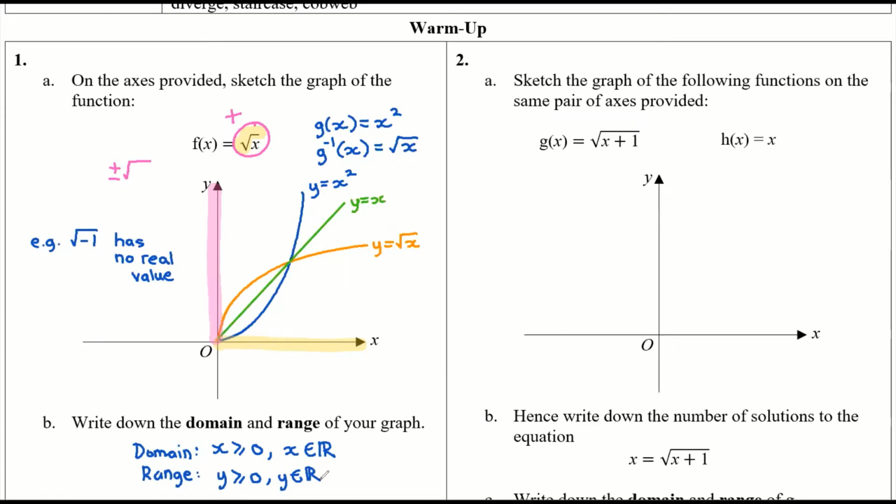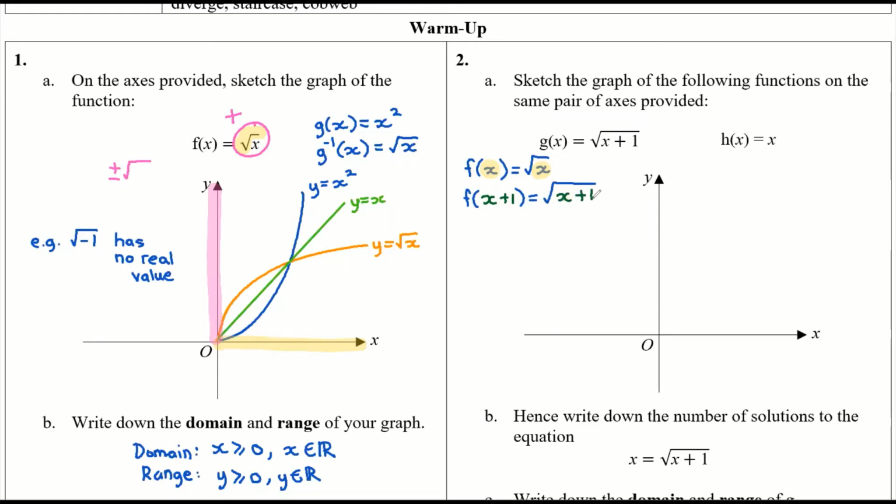Now, moving on to question 2, we're asked to sketch the graph of the following functions on the same pair of axes provided. So we've got the square root of x plus 1. Now, if you just remember from the previous question, we had f of x was equal to the square root of x. So the input is x into this function. So if we change the input to x plus 1, like that, we get the square root of x plus 1. Subbing in like with like.